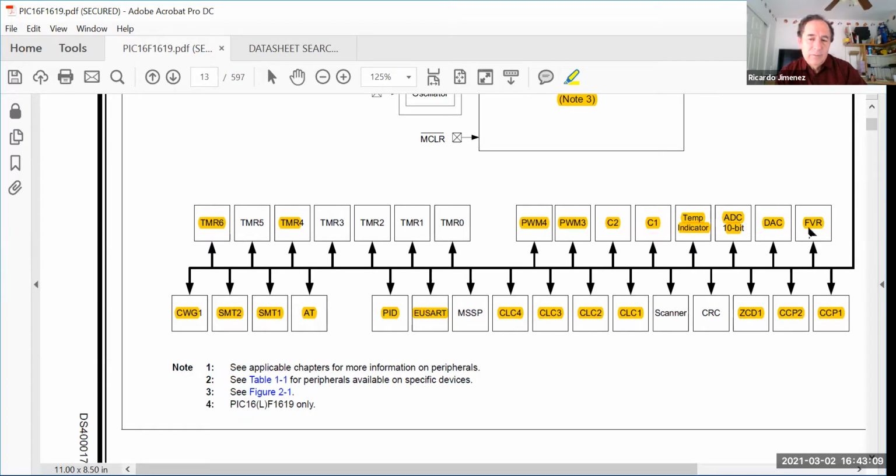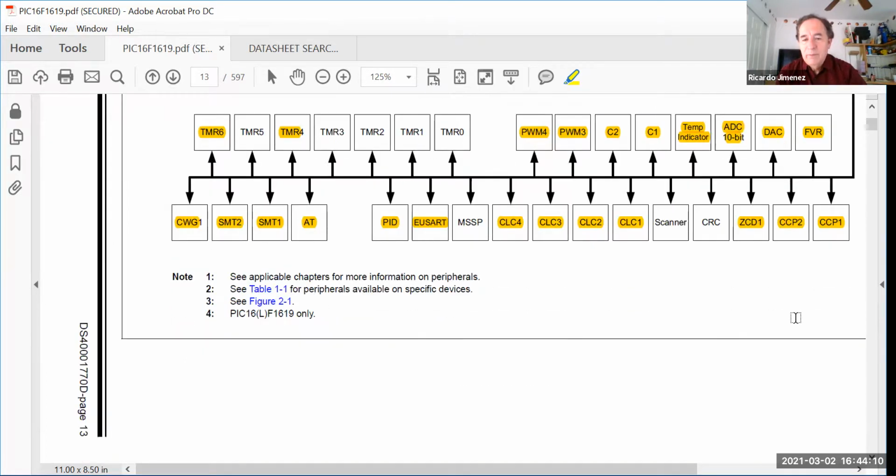There are other blocks like the voltage regulator, the DAC and ADC, digital to analog converter and analog to digital. It has a temperature indicator. You can read it to determine if the chip is too hot or too cold, and if you have the device in a room, in a lab, you can read the ambient temperature. It has other features here, C1, C2, at this moment I don't recall what they are. PWMs, timers, all the timers, the waveform generators, SMTs, PIDs, configurable logic, and zero cross detection, CCP1 and 2. These are for generating PWM signals.